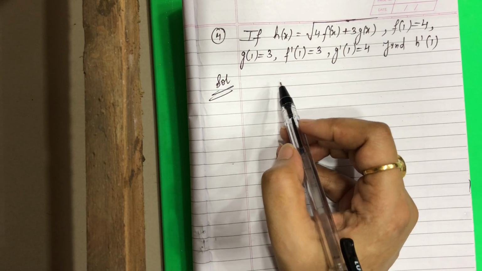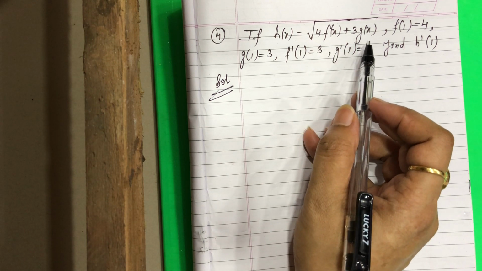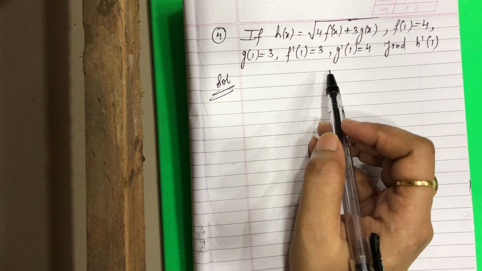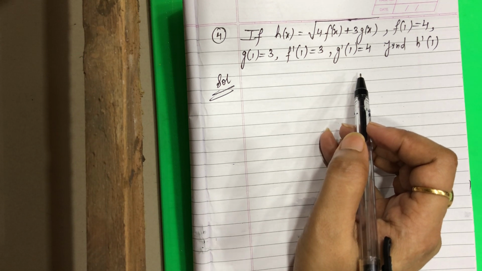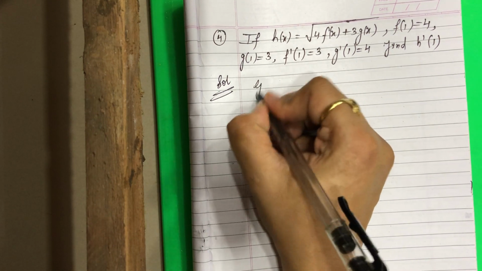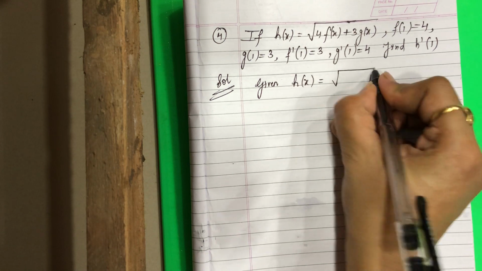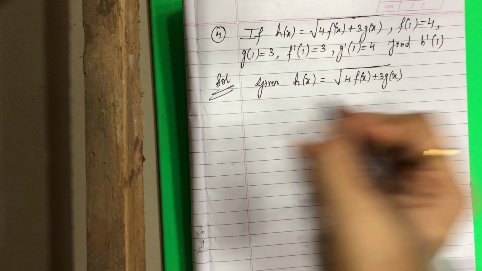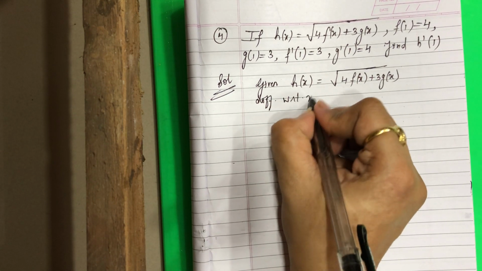Here in this question, the things are given to you. If h(x) is equal to square root of 4f(x) plus 3g(x), f(1) is given to you 4, g(1) is given to you 3, f(-1) is given to you 3, and g(-1) is given to you 4. Find the value of h'(-1). So first, the given term you are supposed to write down, that is h(x) is equal to root of 4f(x) plus 3g(x). Now differentiate this with respect to x.